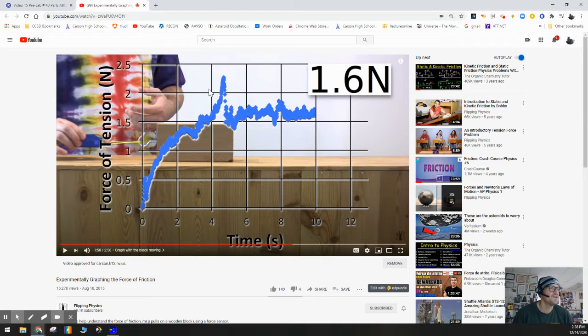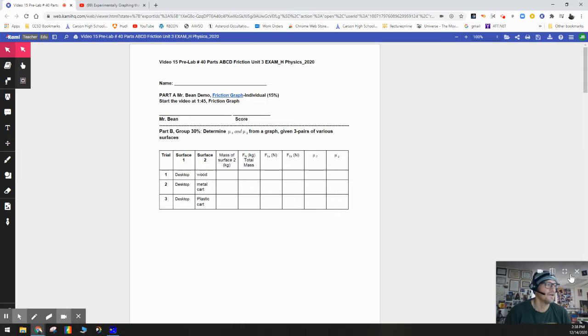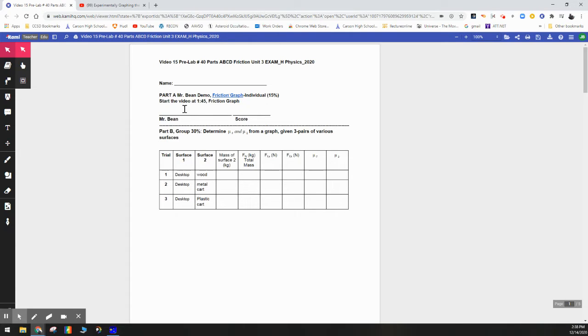And you want to be able to explain to me that this is the maximum static friction, which is about, in this case, 2.25 newtons. And this is the kinetic region. If I take the mid-center line all the way over here, it's about 1.6, 1.7 newtons. So this will be part A that you'll need to do in front of me. I'm going to watch this. This is worth 15%. So if you skip it, the best you can get is an 85.